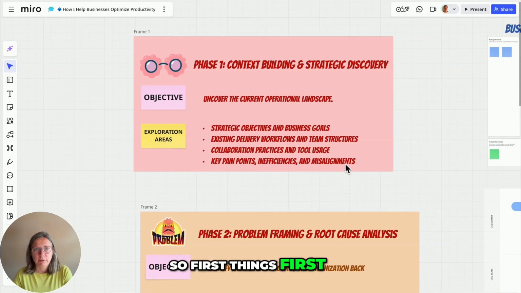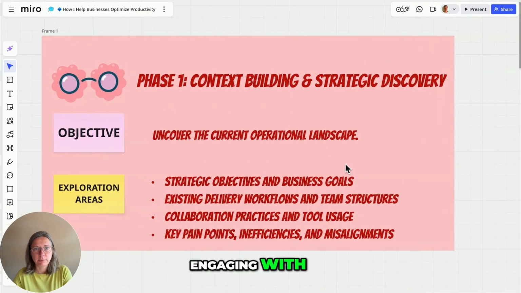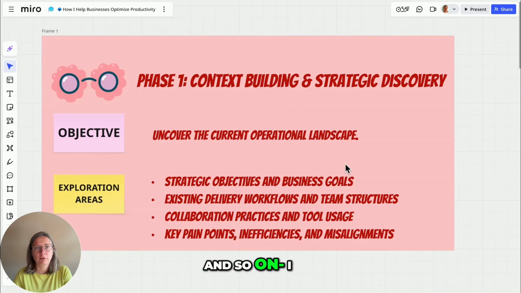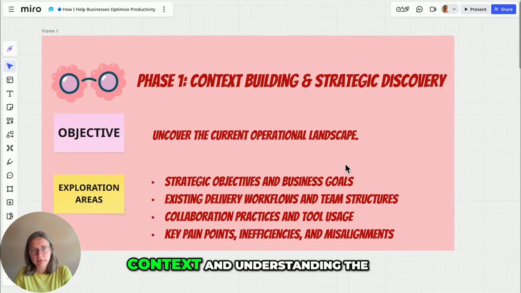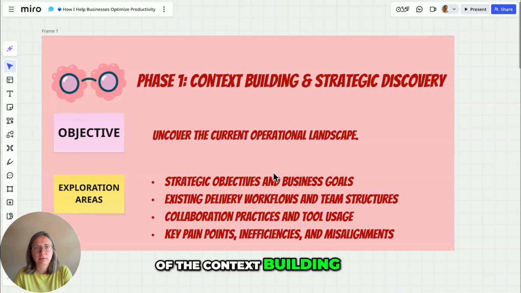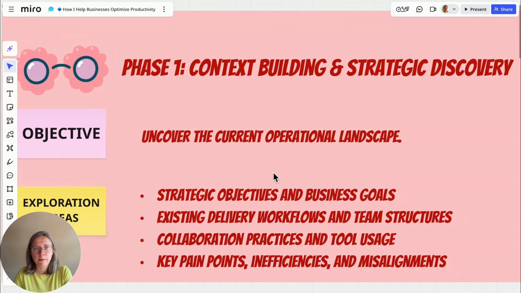So first things first, when I'm joining a new business, so basically a new customer whom I'm engaging with, be it for implementing agile ways of working, be it for Jira configuration, Jira Service Management configuration, and so on, I start from building the context and understanding the strategy that they have in place. So in that phase of context building, the main objective is to uncover the current operational landscape.